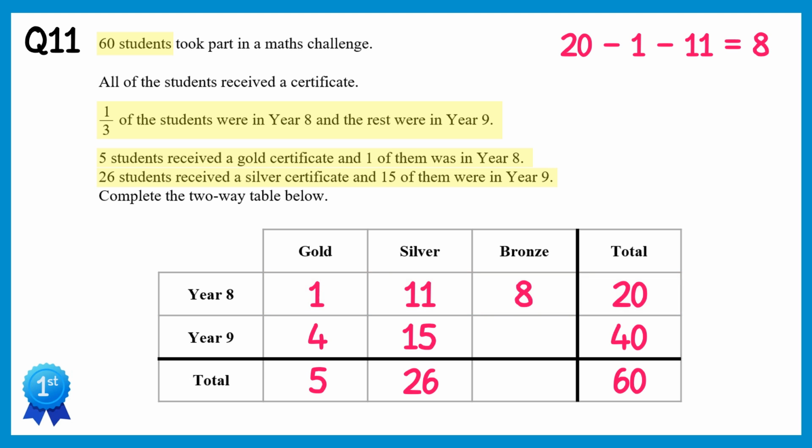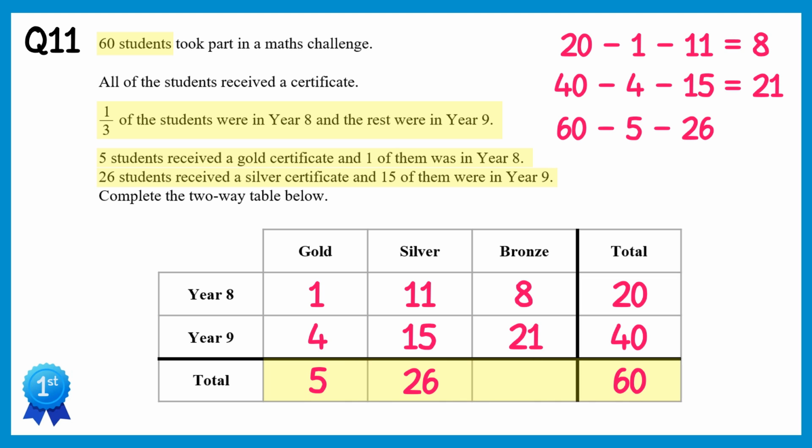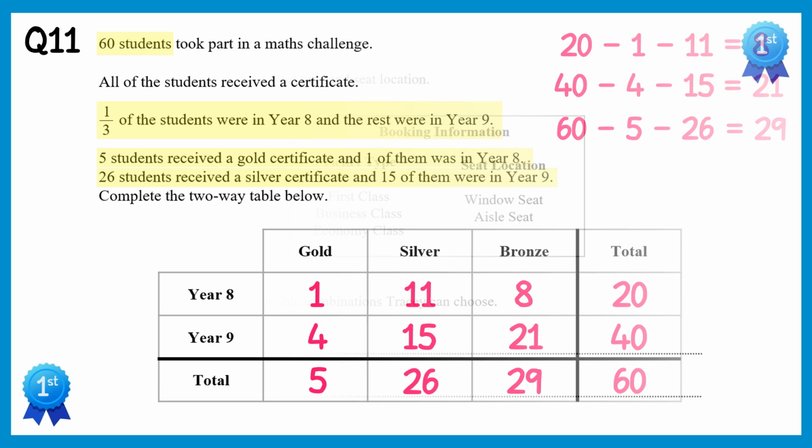We can do a similar approach with year 9 here, so if we do 40, take away 4, take away 15, we find that 21 year 9s received a bronze, and we can also do a similar approach with the total. So if we do 60, take away 5, take away 26, this gives you 29 bronze students in total. Or alternatively, you could have just added up the 8 bronze and the 21 bronze to get 29 as your total. We've now completed the two-way table, so let's go to the next question.